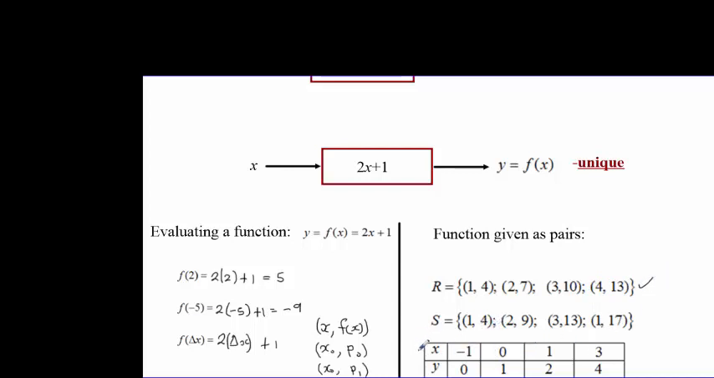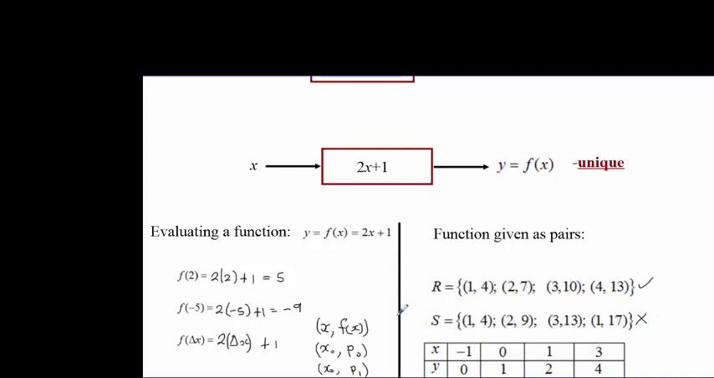Number 2, S. Look at S. Is S a function or not a function? It's not a function. Then you must tell me what makes S fail to be a function. Which one? Tell me, name the input. 1 can output 4, or 1 can output 17. That makes it not a function. Good. Then that's that.